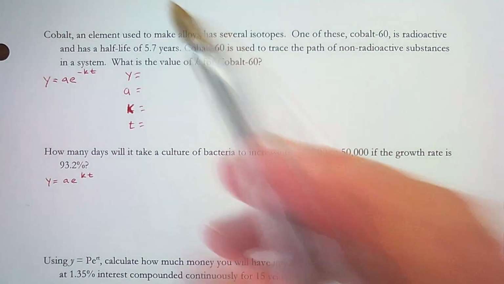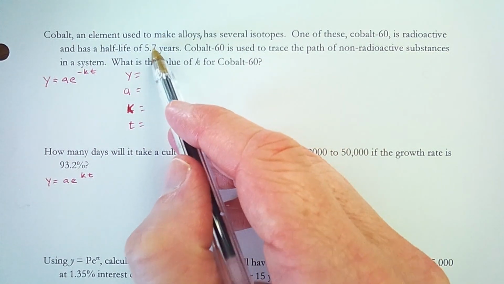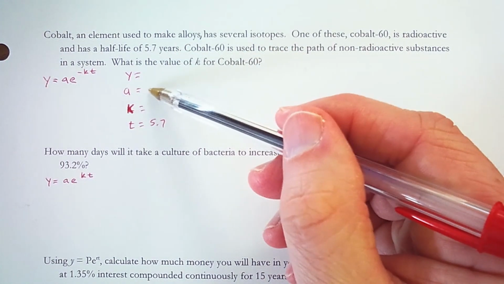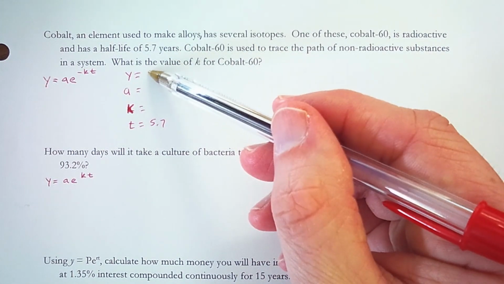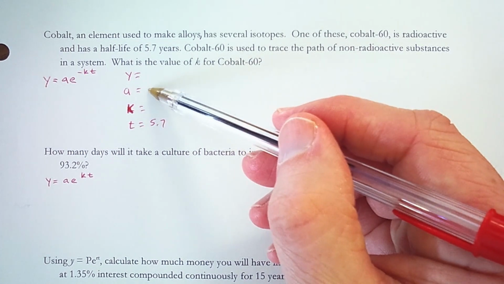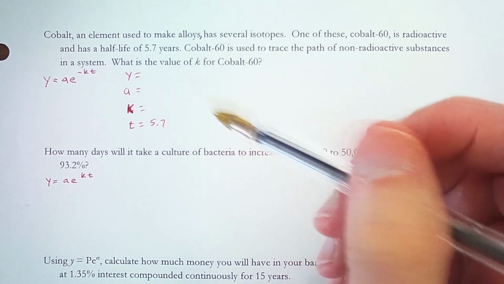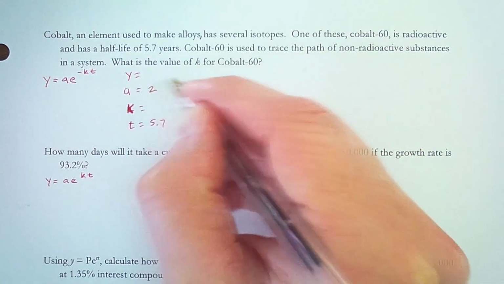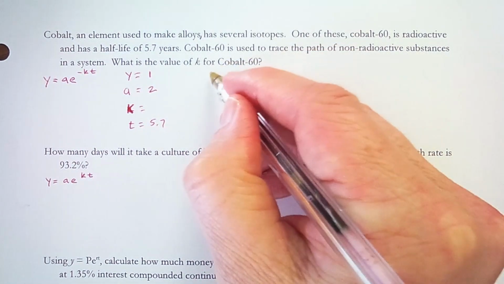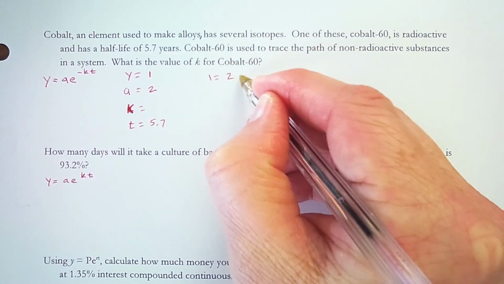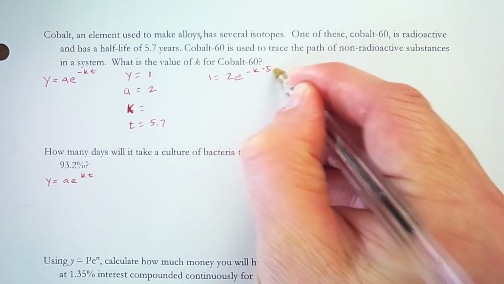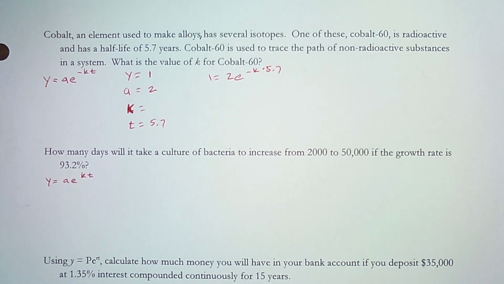So we're talking about the decay through a half-life. That half-life is 5.7 years. No matter how much I start with, I'm going to end with half of that after one half-life. So if I start with 100, at the end of a half-life, I'll have 50. Let's make that simpler. If I start with 2, at the end of a half-life, I'll have 1. So 1 equals 2 times e to the negative k times 5.7 power.